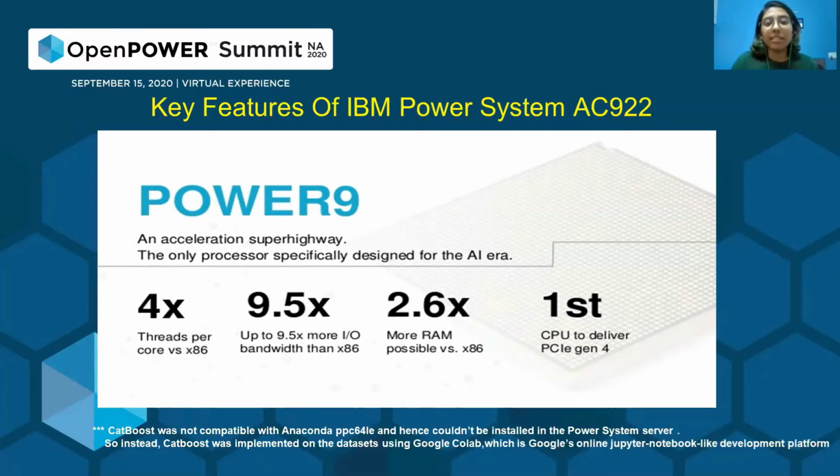IBM's Power System AC922 delivers unprecedented performance for analytics, artificial intelligence, and modern high-performance computing. The Power AC922 is engineered to be the most powerful training platform available, providing the data and compute-intensive infrastructure needed to deliver faster time to insights. Data scientists get to use their favorite tools without sacrificing speed and performance, while IT leaders get proven infrastructure to accelerate time to value. This is IT infrastructure redesigned for enterprise AI.